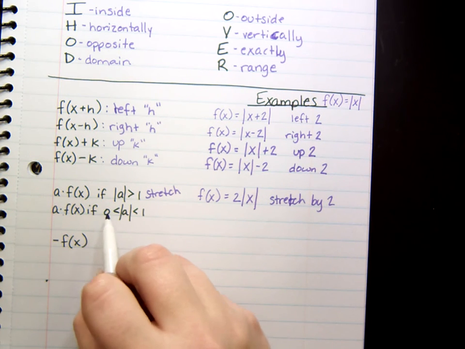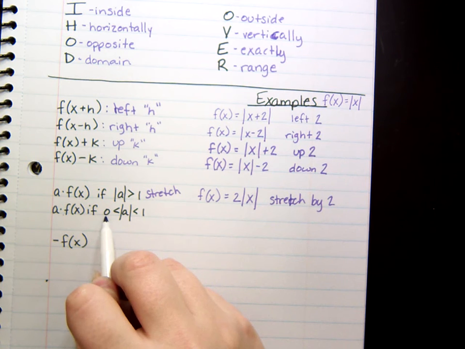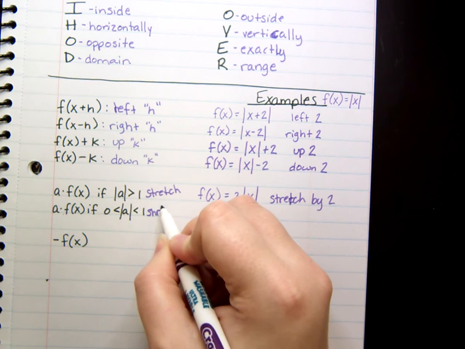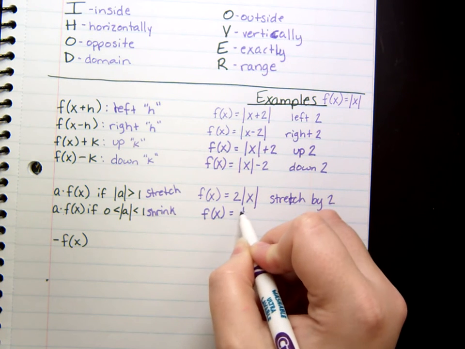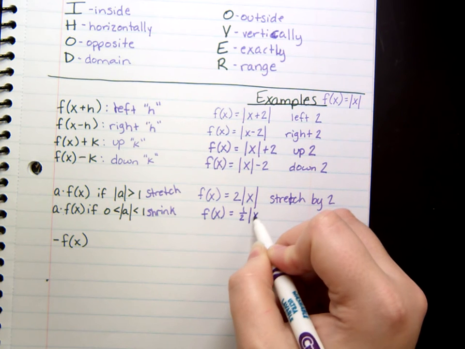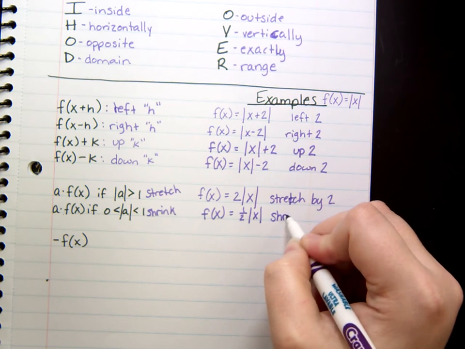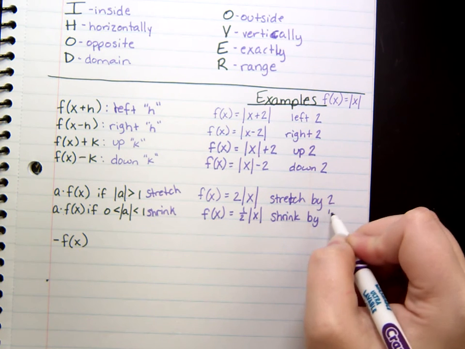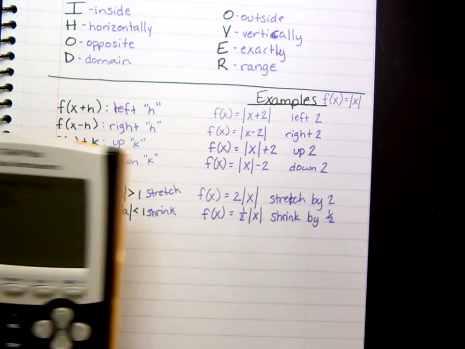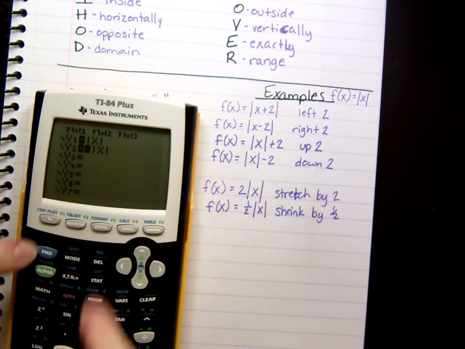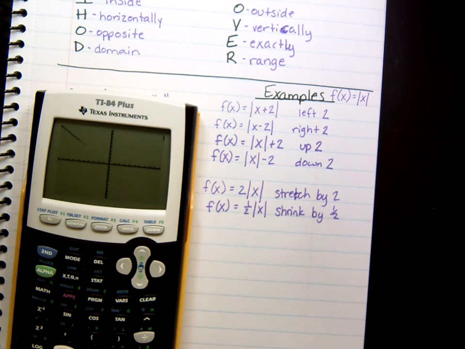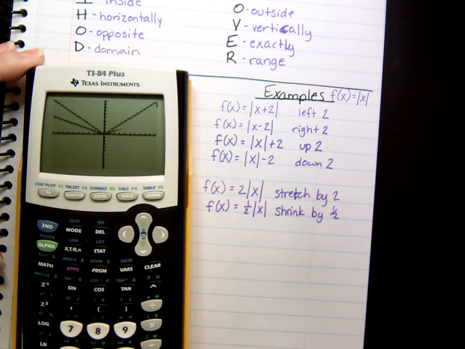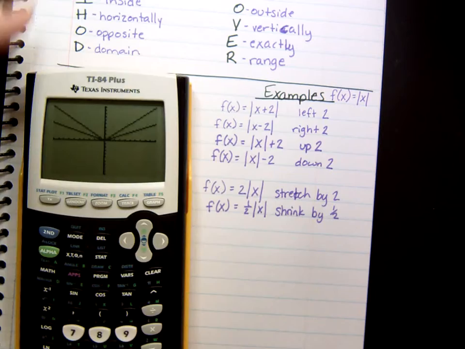Now, if your number is between 0 and 1, it's called a vertical shrink or vertical compression. So, for example, if I took the equation half times the absolute value of x, this would be a shrink by a factor of 1/2. If I were to graph this, I can see that the graph becomes shorter, flatter. It's like they took the graph and squished it down.